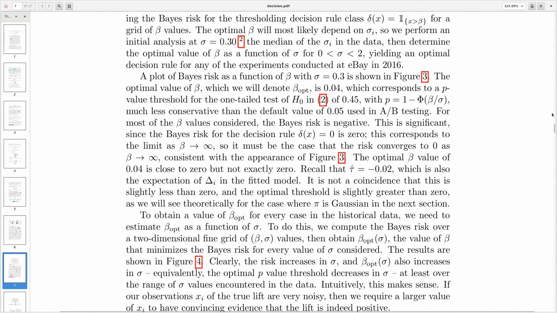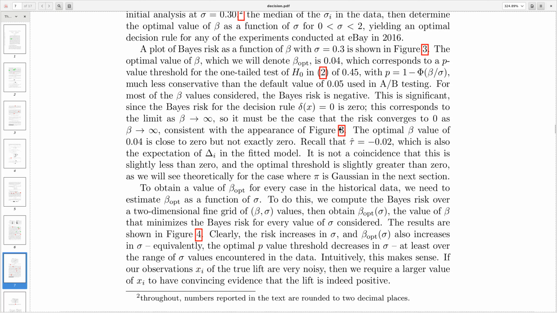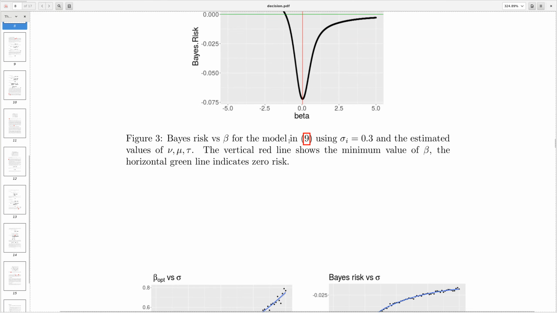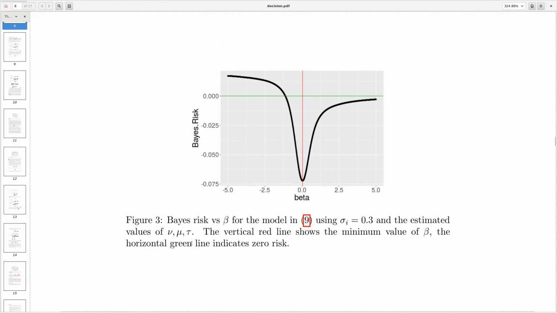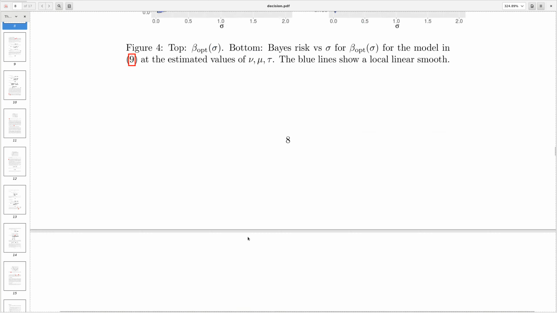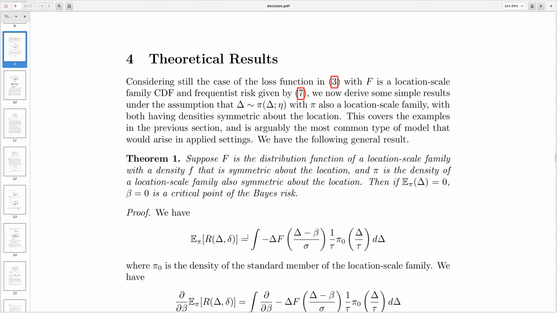Plot for the optimal beta, which we do know for the testing. Bias risk is negative. Significant bias risk for the decision rule is 0. To obtain the value, we view the bias risks for beta of the model estimated. The vertical red line shows the minimum value of beta, and the horizontal line is 0. Okay, I'm going to skip these theoretical results.